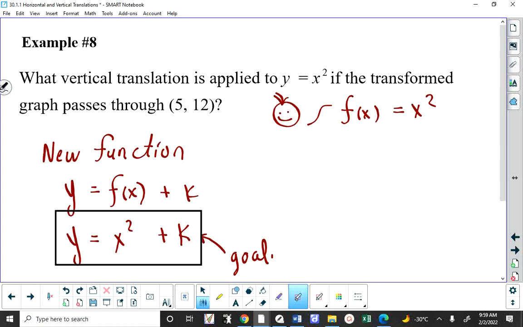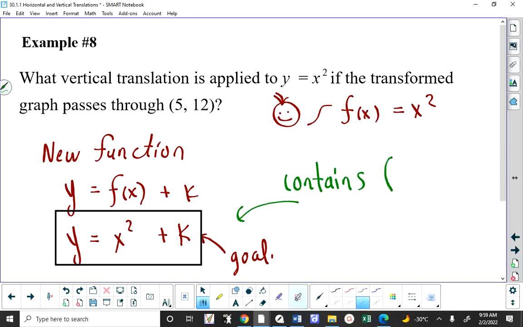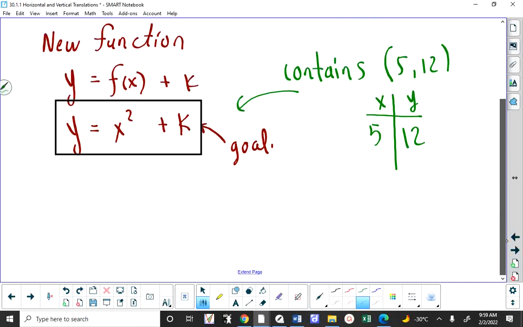Well, we're told that this thing contains (5, 12), which means, and you don't necessarily need to see it the way that I'm going to show it to you, and your teachers may not, unless you had me, have always done this. But I think it's very important for you to understand what this means. It means when you put 5 in for x, you will get 12 for y. That's what (5, 12) being a point means. It means when you put 1 in, you have to get the other. And once you see that, this question is not difficult mathematically.